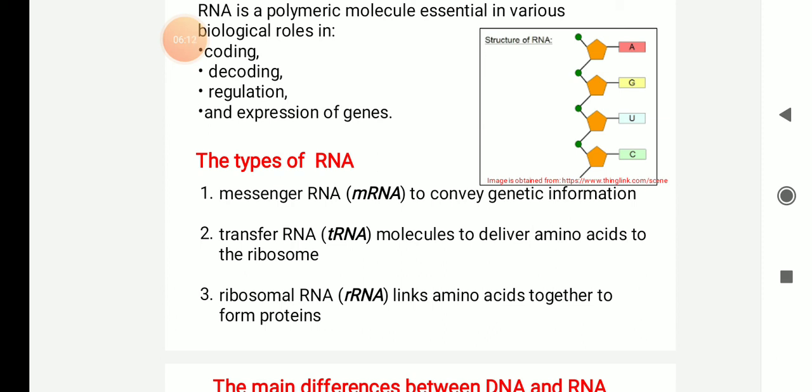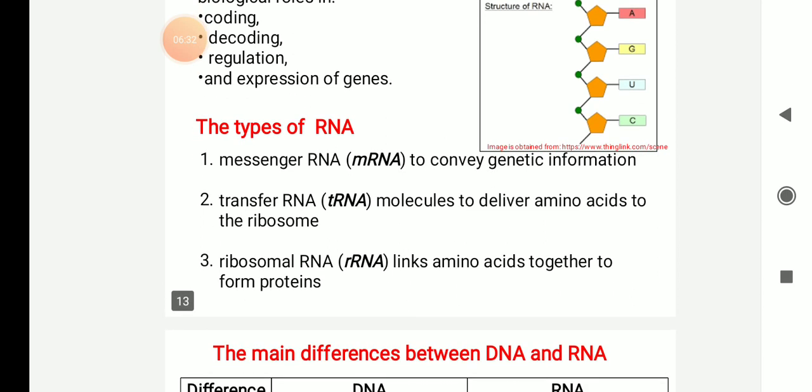Messenger RNA takes the messages from the gene for producing a particular type of protein, to convey the message. Transfer RNA will transfer the amino acids from place to place. Ribosomal RNA links the amino acids together to form proteins. So these are all the functions of RNA.